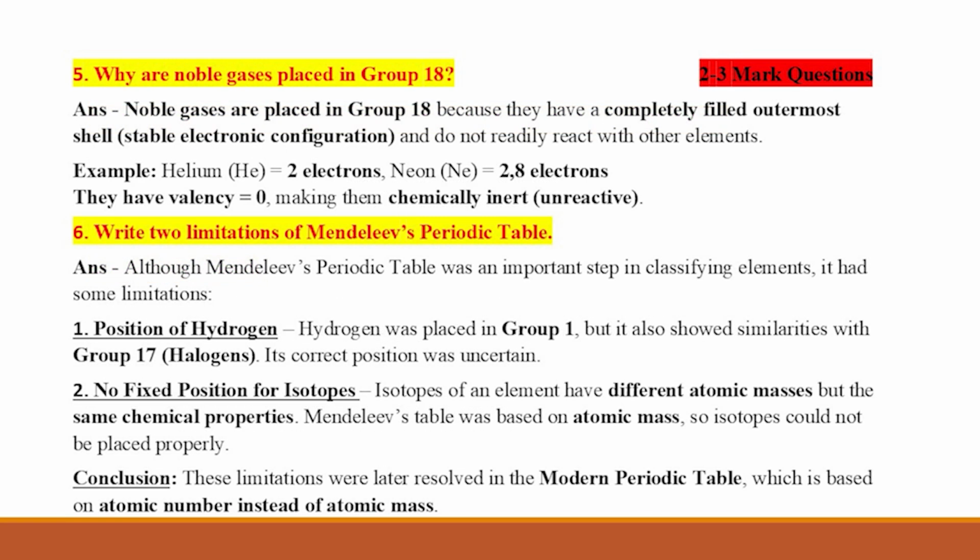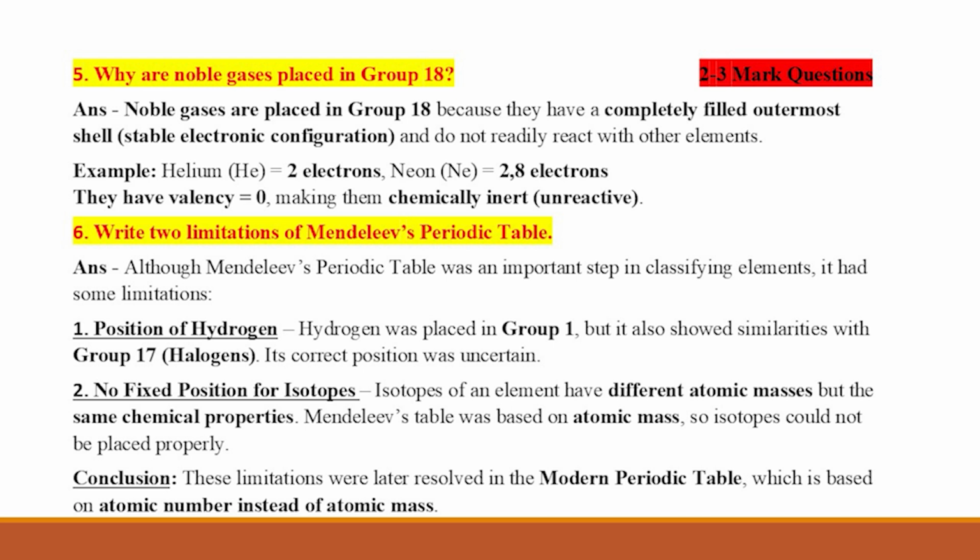2 to 3-mark questions. 5. Why are noble gases placed in group 18? Answer. Noble gases are placed in group 18 because they have a completely filled outermost shell, a stable electronic configuration, and do not readily react with other elements. Example: Helium, He, has 2 electrons, neon, Ne, has 8 electrons. They have valency equal to 0, making them chemically inert, unreactive.